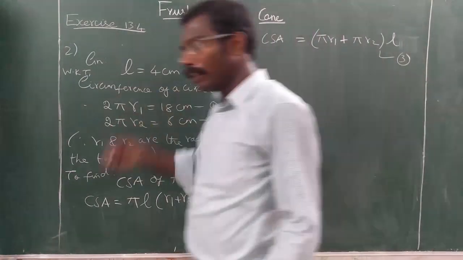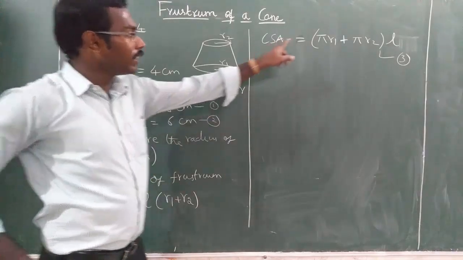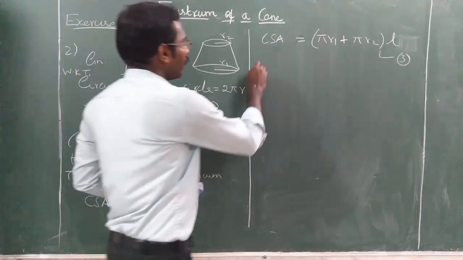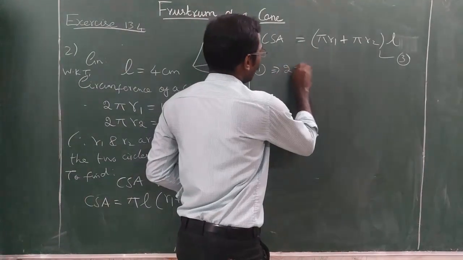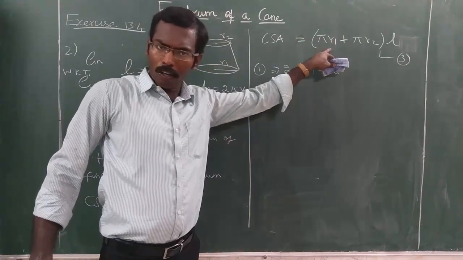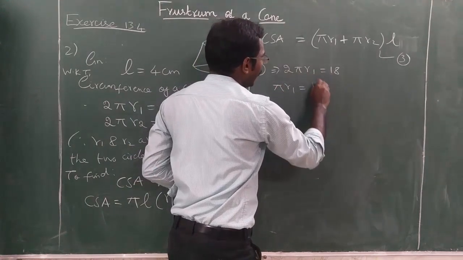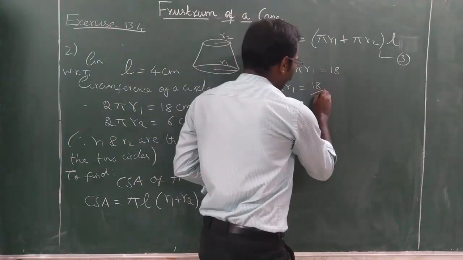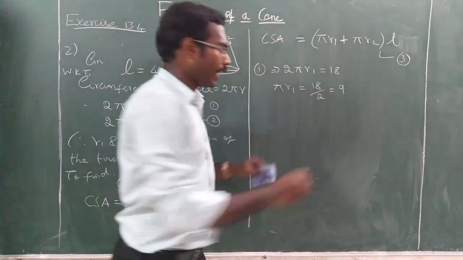Now listen carefully. We are going to derive the pi R1 and pi R2 values. Take equation 1. Equation 1 gives 2 pi R1 is equal to 18. What we want is pi R1, so take this 2 to the other side. This 2 is in multiplication, so when it comes here it becomes divide. So 18 by 2 is equal to 9. So pi R1 is equal to 9.